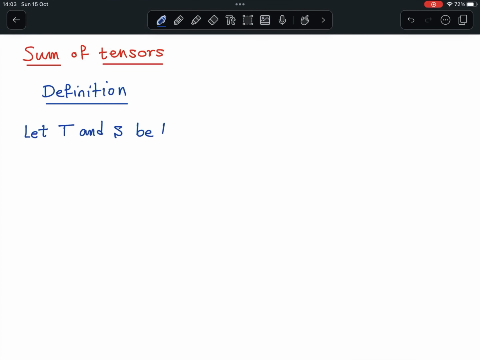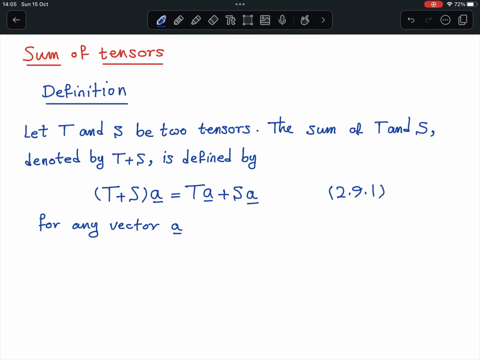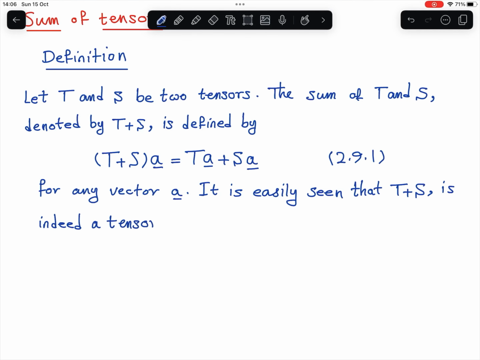Let T and S be two tensors. The sum of T and S, denoted by T plus S, is defined by (T plus S) times A equals TA plus SA for any vector A. It is easily seen that T plus S is indeed a tensor.